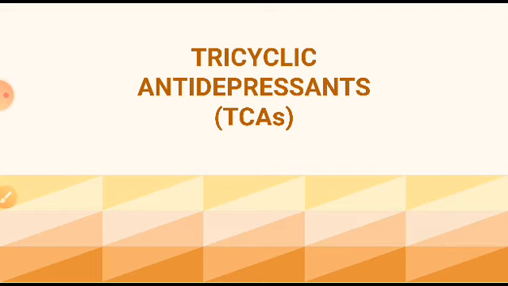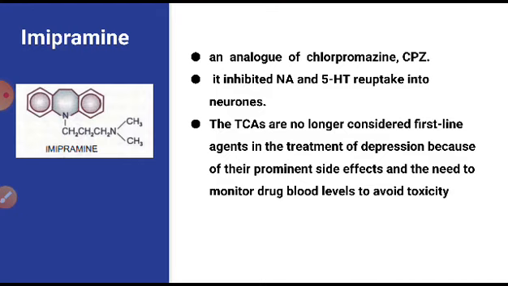In this category we will take imipramine as a prototype drug, and imipramine is an analog of chlorpromazine, which comes under the category of phenothiazine. It inhibits noradrenaline and 5-HT reuptake into neurons.